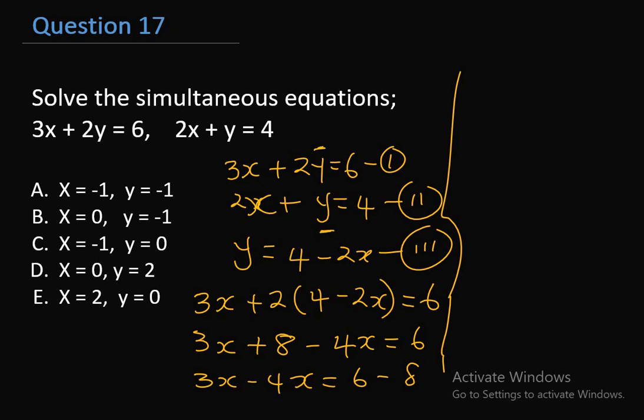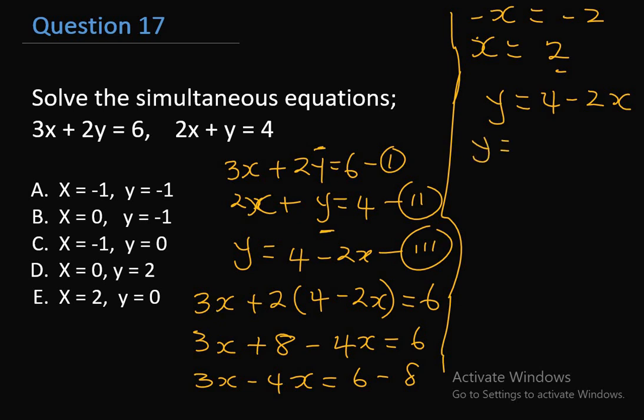3x minus 4x will give me minus x equal to 6 minus 8 minus 2. Multiply through by minus, my answer will be x equal to 2. I know the value of x now. So y from equation 3 is 4 minus 2x. Where you have x, replace it with 2. This will give me y equal to 4 minus 2 times 2, 4. Y equals 0. So my answer is 2 and 0, which is E.